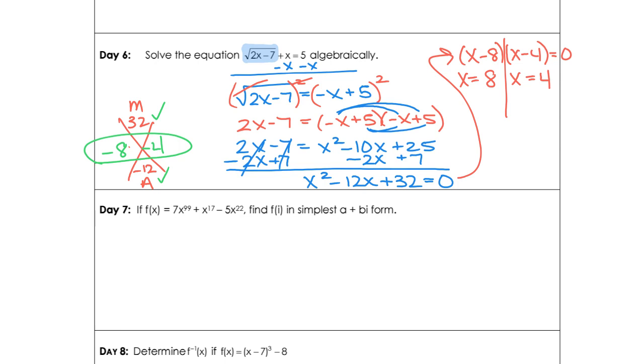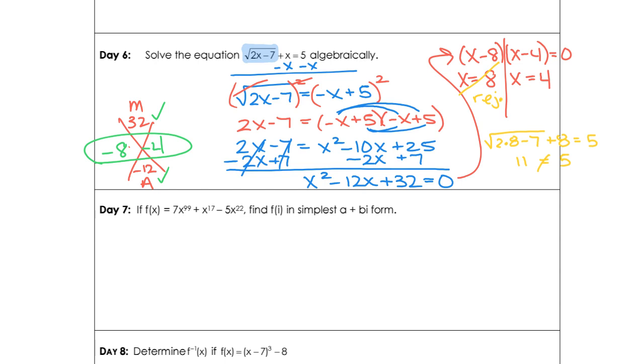So in my calculator, I'm going to type in the square root, and we're going to check 8 first. So 2 times 8 minus 7, arrow over so you're not underneath the radical, and add your x, which is 8 on this side. When you hit enter, you're going to get 11. Now we have to see if it's equal to the right-hand side, which is just a 5. We can see that 11 is not equal to 5, and so our 8 answer is going to have to get rejected. That's an extraneous solution.